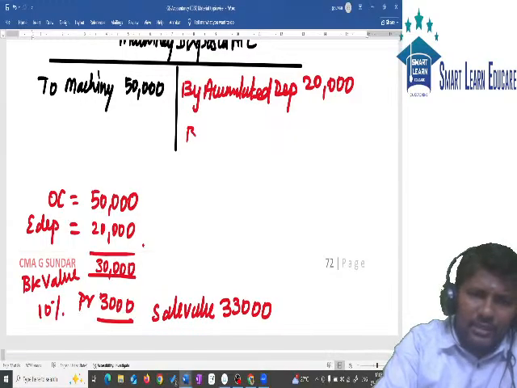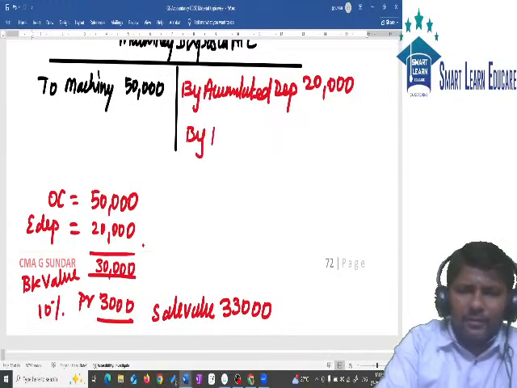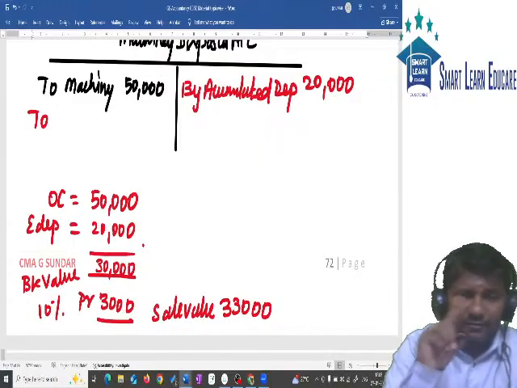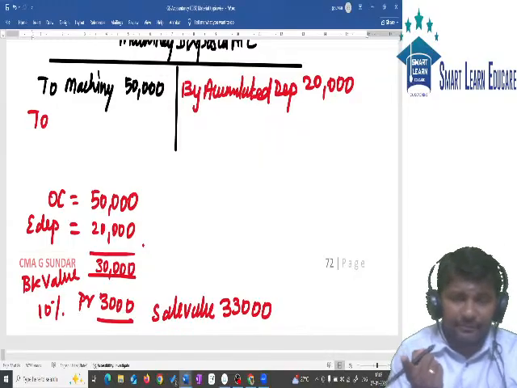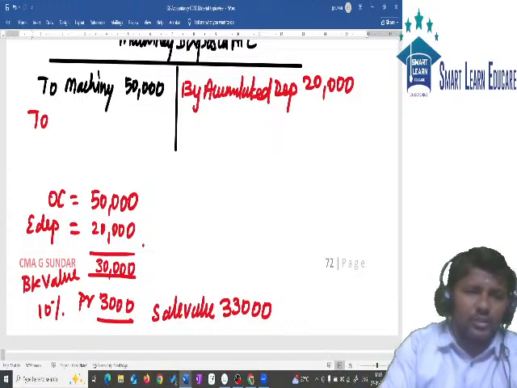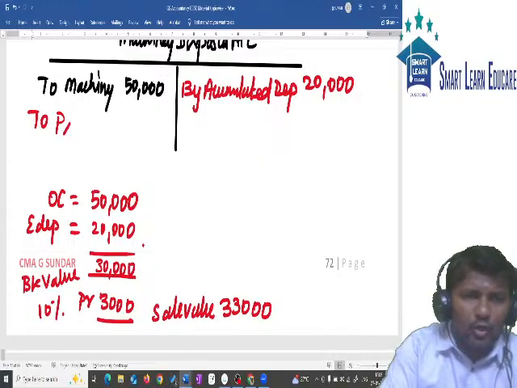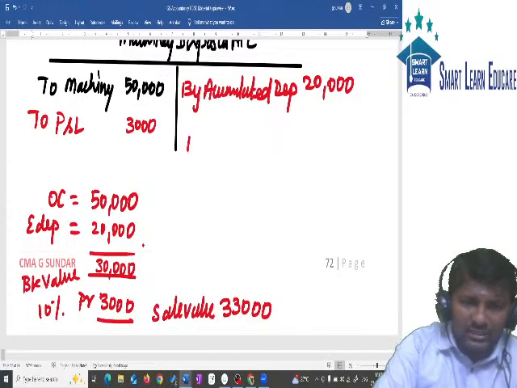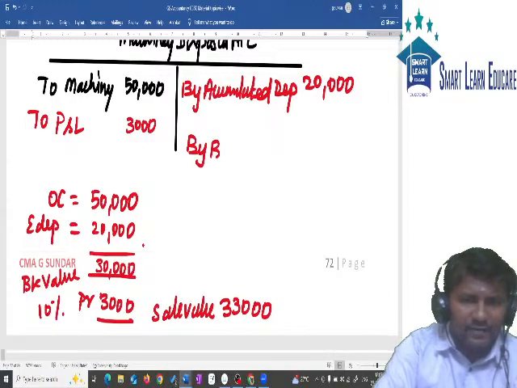Now both will come here, the profit. We also have a sale of a profit. Profit will come in the P&L account credit side. In machinery disposal it will come in the debit side, to P&L. How much is the profit? Profit is 3,000. And what is the sale value by bank?